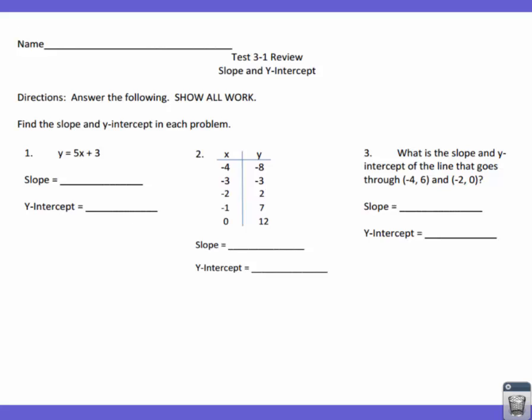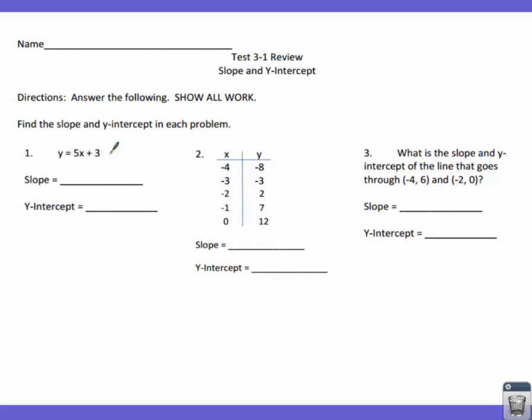So your test tomorrow is going to be over slope and y-intercept. You're going to be given several different things. You're going to be given an equation where you're going to have to find slope, like in question number 1. You're going to be given a t-chart where you've got to find slope and y-intercept from a t-chart. And you're going to be given 2 points that lie on the same line and have to find slope and y-intercept. Right? And then apply all of that. So let's go through this real fast. Let's see how fast we can do it.